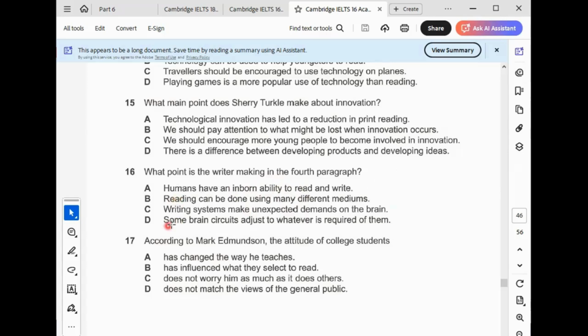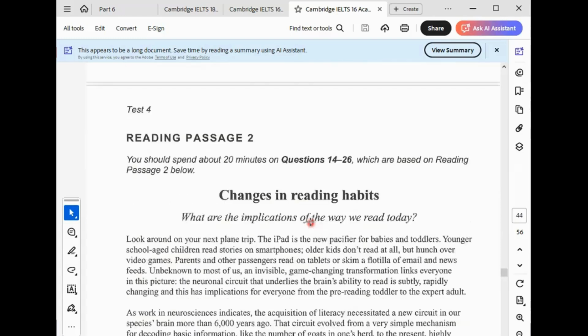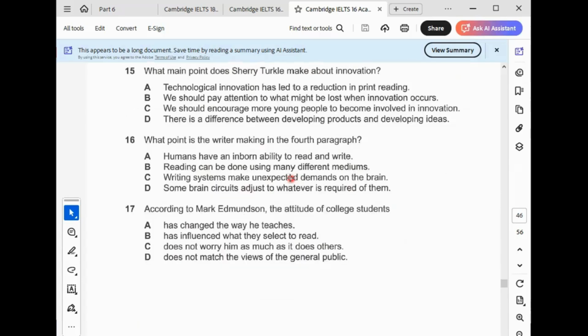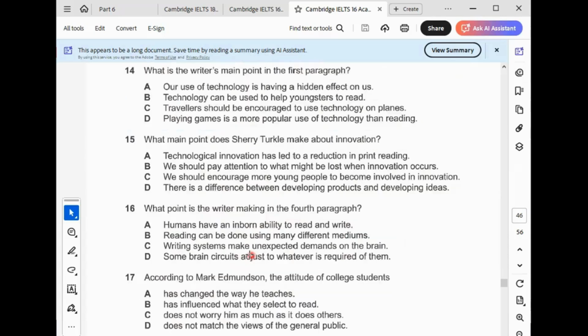Option D, some brain circuits adjust to whatever is required of them. Is that in the passage? This passage is only talking about reading circuit. That's the only circuit we are seeing in this passage. This one says some brain circuits. Which one of them? See the way I do analysis of multiple choice questions. That's how they give confusion to people.